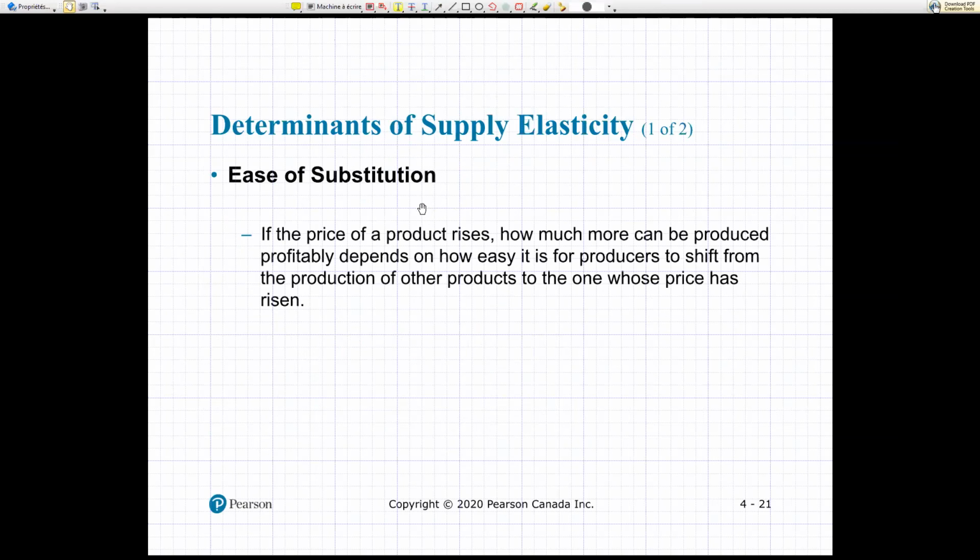All right, so what determines supply elasticity? Well, lots of things. So how much can be produced? Basically, how can a firm react when there's a change in price? So lots of things. I guess if they ask you that, that's the generic answer you can give them.